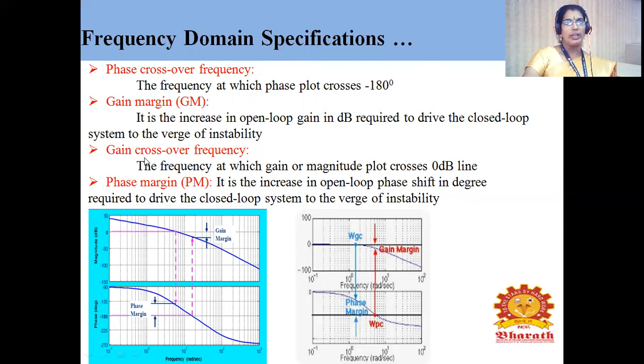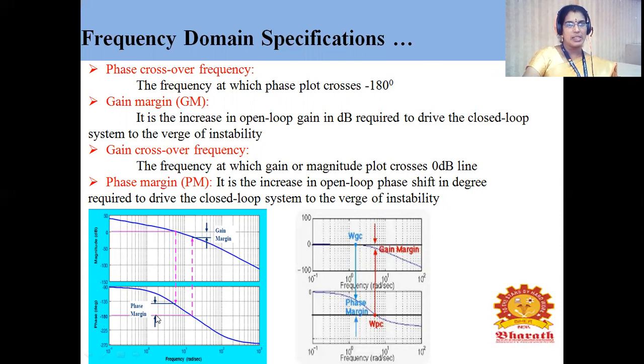Next, moving on to gain crossover frequency. It is the frequency at which the gain or magnitude plot crosses the 0 dB line. So if you see here, the 0 dB line where it cuts the magnitude plot, from there we extend up to the phase plot. Okay, so there we have this blue line, right? So minus 180 degrees is this one.